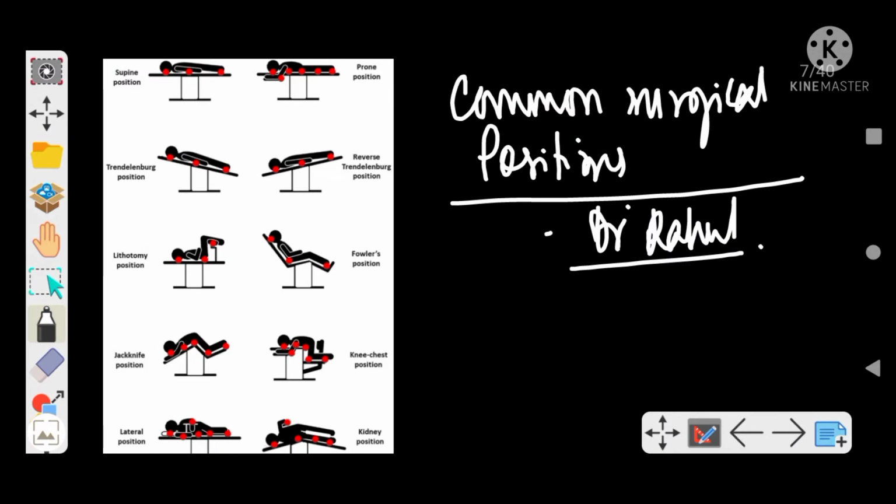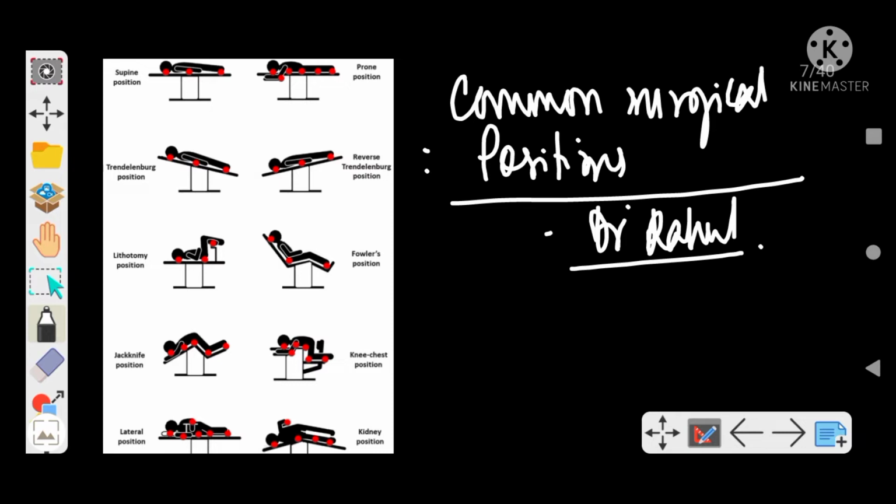So today we'll be discussing the topic, the common surgical positions, what their advantages are, and where they are used. We will see this in this particular video. Hope this will be helpful for you, and this has been asked previously in your national exams as well, about the surgical positions shown, in which surgeries each position is used, or what the advantages or disadvantages are. So we will see in detail.